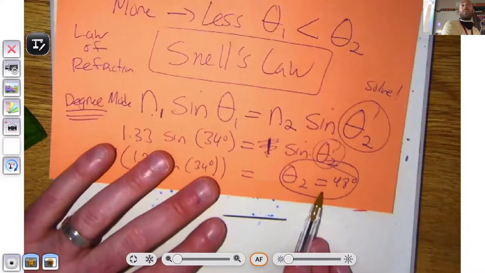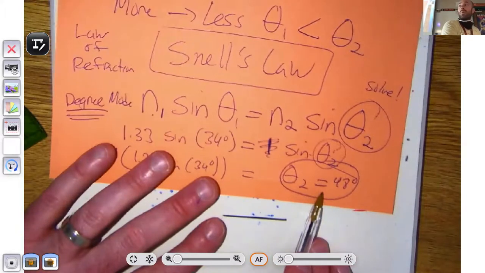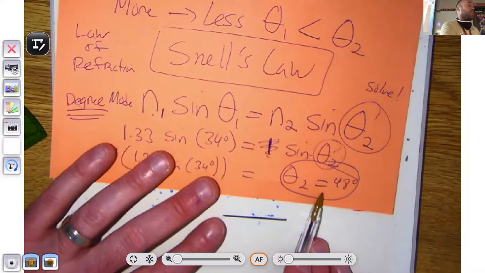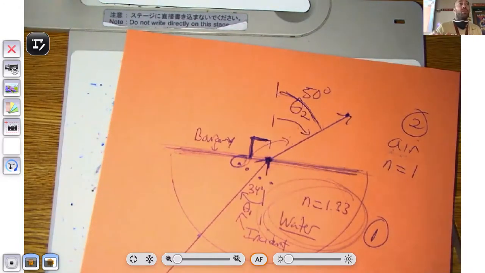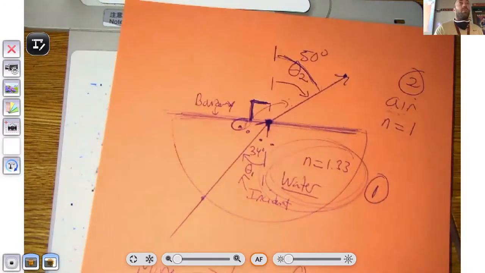How does 50 degrees compare to what we calculated it to be? Does it look like it's about the same? 48 and 50s? Yeah, the same thing. Remember, I drew this by hand. So that's why I'm okay with it being, yeah, we got 50 degrees. That's pretty darn close to the calculated value of 48. Any questions with Snell's law? You guys are good?